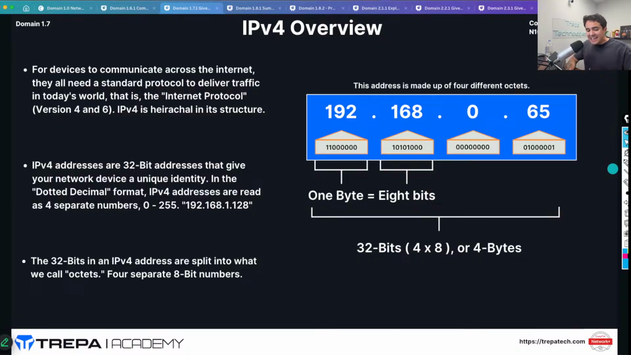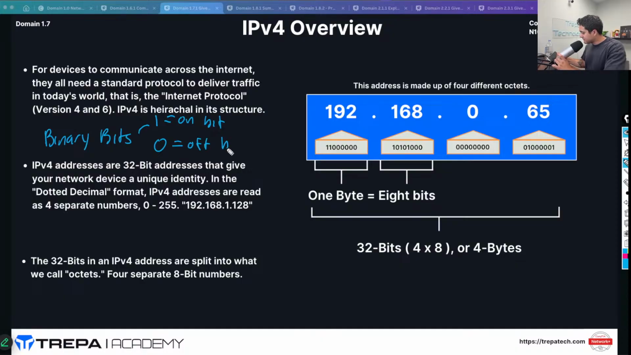So when we talk about binary, that is the computer language. Binary bits are either a 1, which equals an on bit, or a 0, which equals an off bit. And that is how computers communicate. Now, this is not a Computer Science 101 class, so I can't spend a week talking about this, but that's what it is. An IPv4 address is 32 bits. We then structure those 32 bits into 4 different octets, which contain 8 bits, or a single byte.